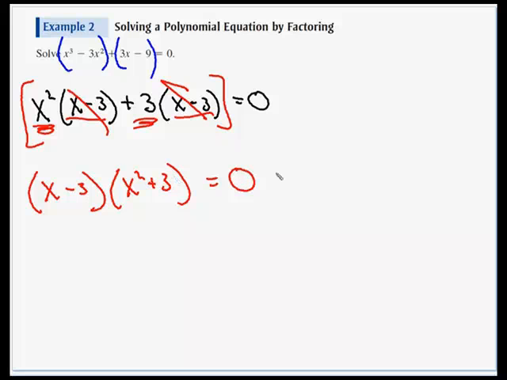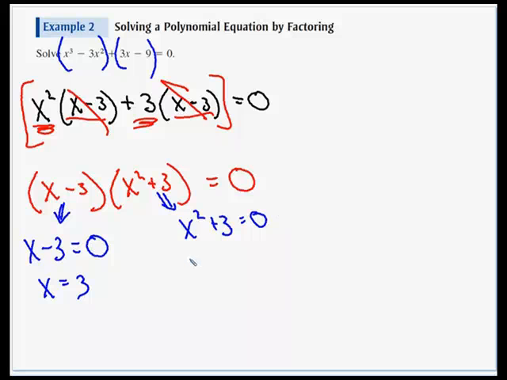Now we have two things multiplied equal to 0, so the zero product property says I can set each independently to 0. So x minus 3 equals 0 means x is equal to 3. And my other one, if x squared plus 3 is equal to 0, we can subtract 3 from both sides. X squared equals negative 3. Now that I have my squared term isolated, I can extract the square roots, and I'll get x equals plus or minus the square root of negative 3.